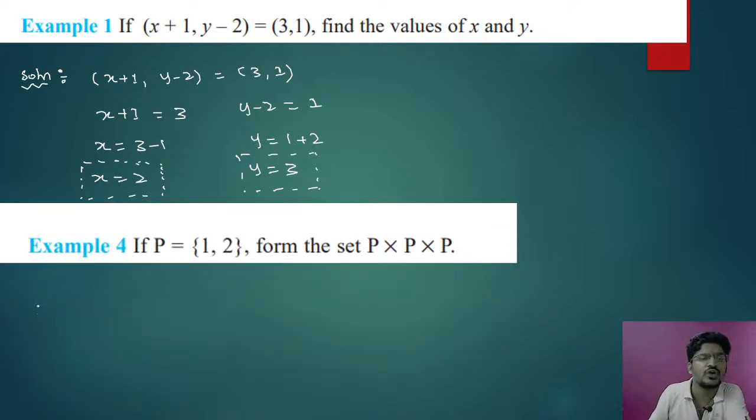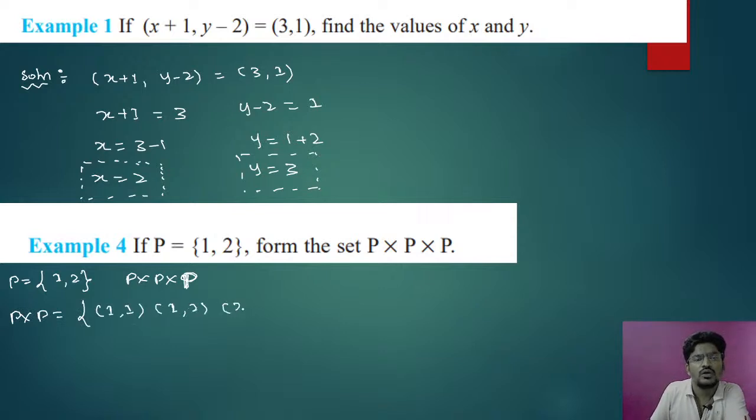So already we have solved this. P equal to {1, 2} is given. We have to solve P cross P cross P. So already we have solved it. First you solve P cross P. P cross P will be (1,1), (1,2), (2,1), (2,2).